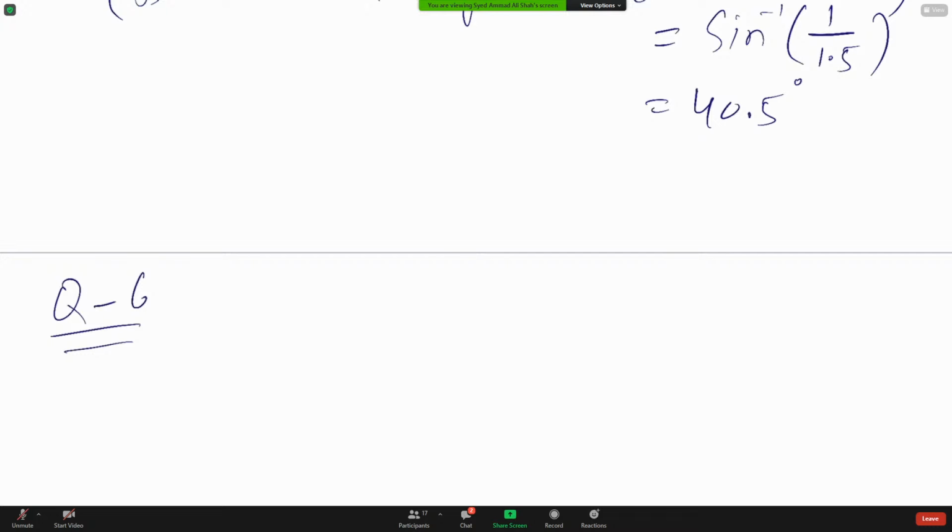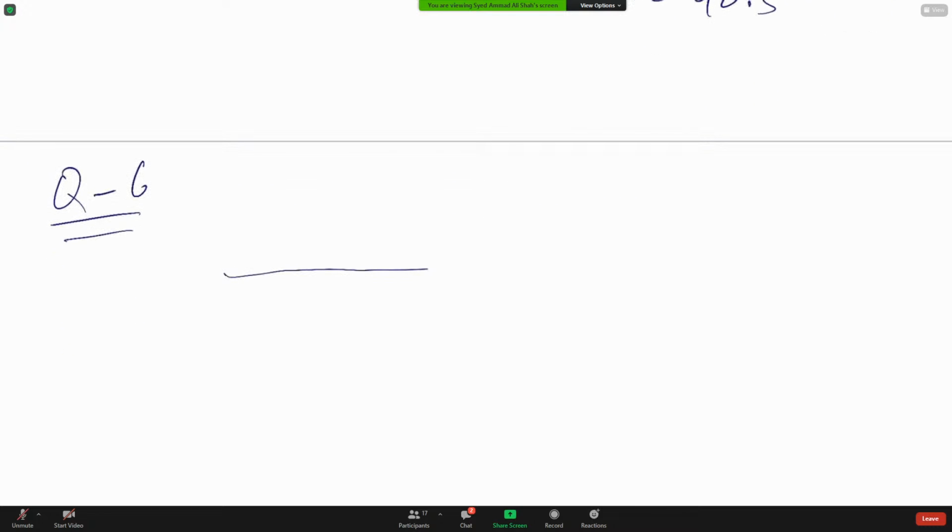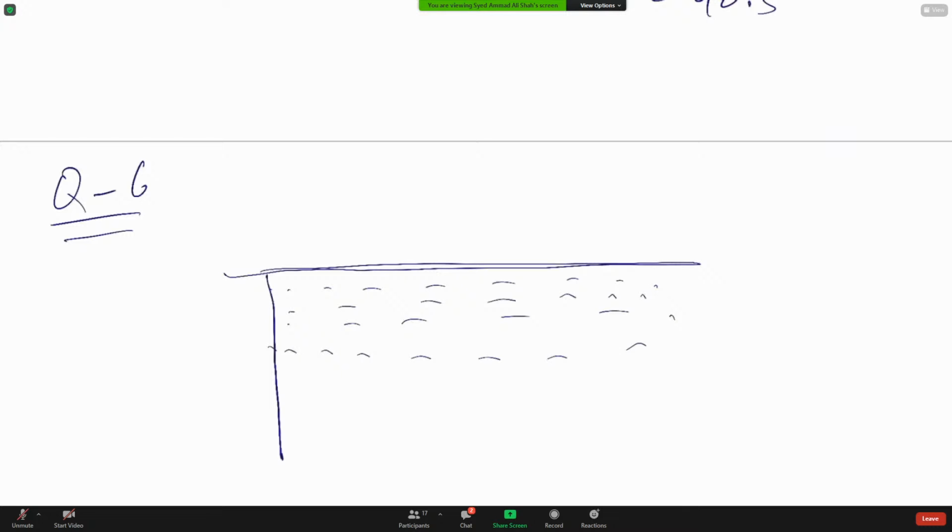A point source of light is 12 centimeters below the surface of a body of water. So let's say this is your body of water, and it says the light source is 12 centimeters under the surface. What is the radius of the largest circle on the water surface through which the light can emerge?